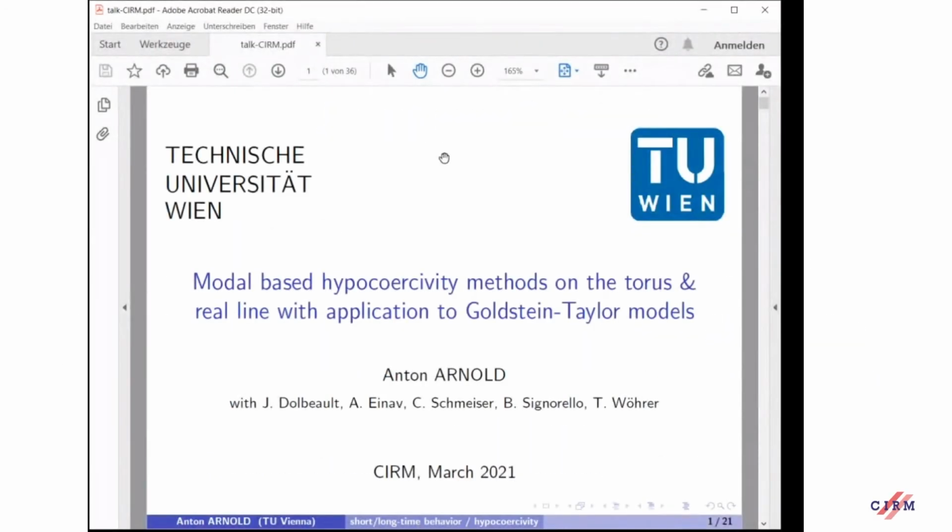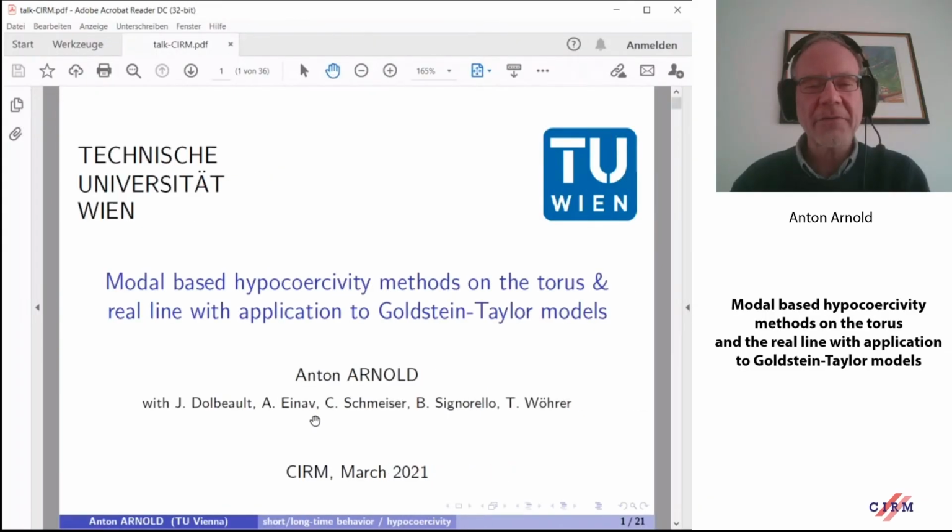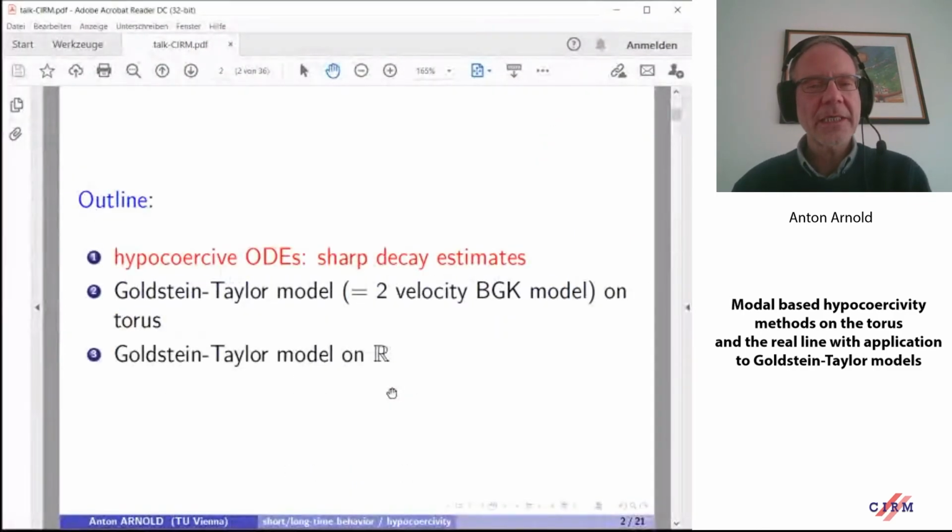I should start by mentioning that the work I'm going to report today is in two pieces with different co-authors. The first piece is with Amit Anaf, Beatrice Signorello and Tobias Wöhrer, and then the second part with Jean Dolbeau and Christian Schmeisser. So here is a short outline of my talk.